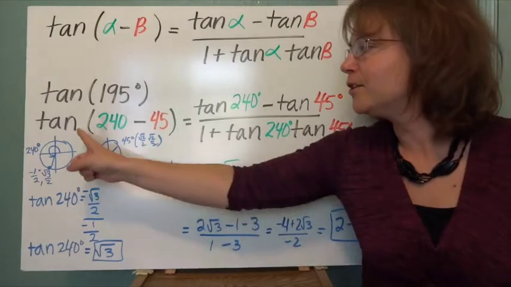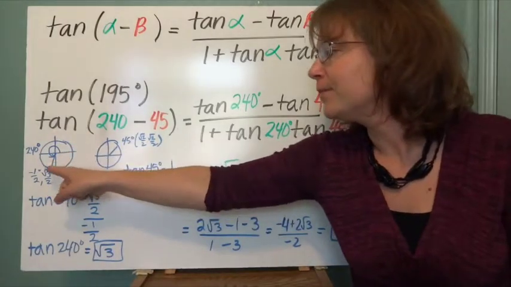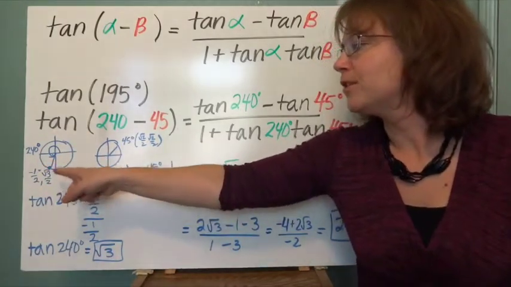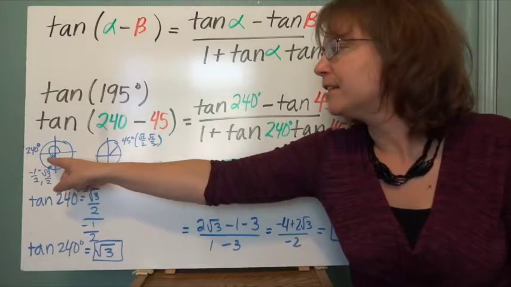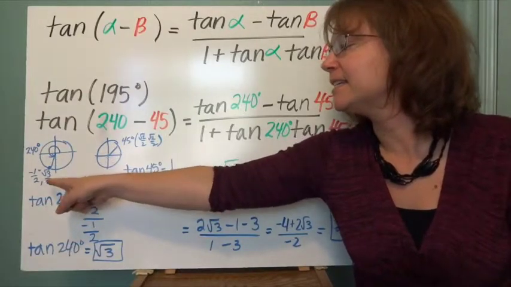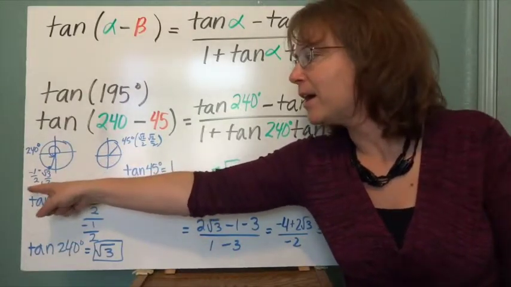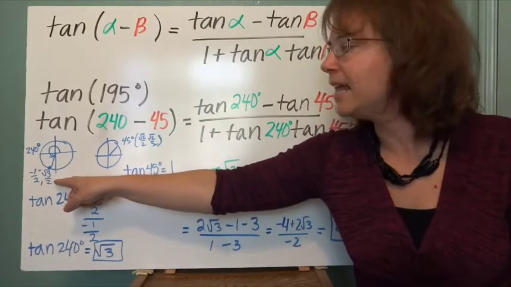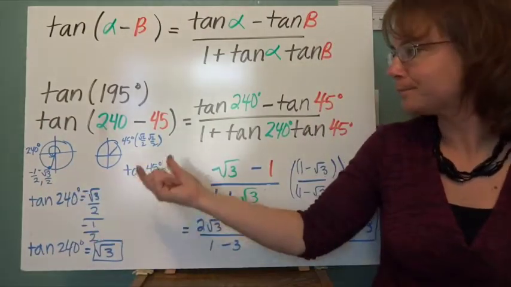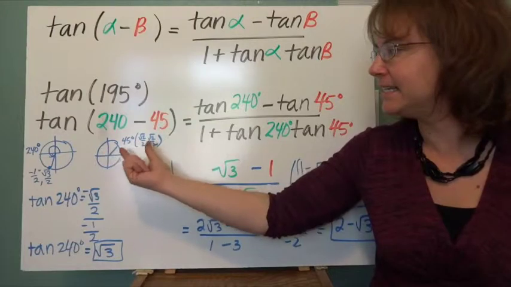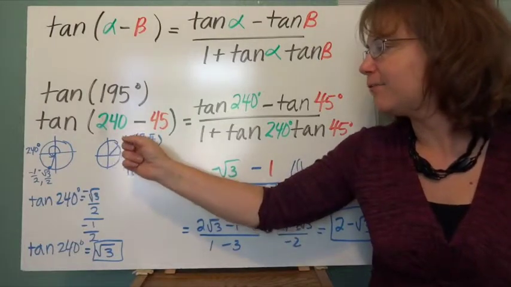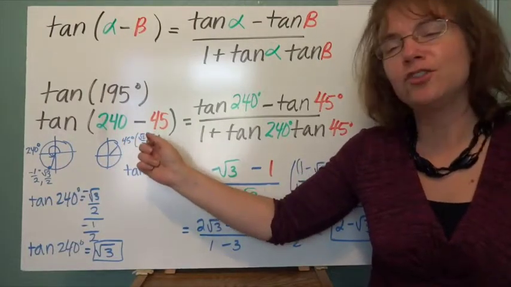So 240 degrees is all the way over here, and I'm right here at 240 degrees. So I know this is 270, this is 30, that must be 60. So I have negative 1/2, comma, negative rad 3 over 2. 45 is nice and easy. I go to 45, I have rad 2 over 2, comma, rad 2 over 2.